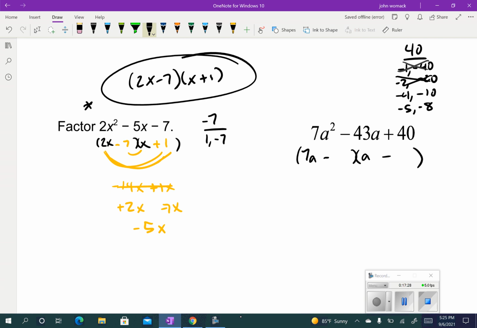Negative 4 and 10. I'm not going to put the 10 here because 7 times 10 would be 70. It'd be way too big. But let's try it over here. 10 and 4. That'd be minus 28a. That would be minus 10a. Yeah, it's somewhat close. That's minus 38, but still not what I wanted. And the 10's not going to work on the other side. So I'm going to take that, cross it off my list.